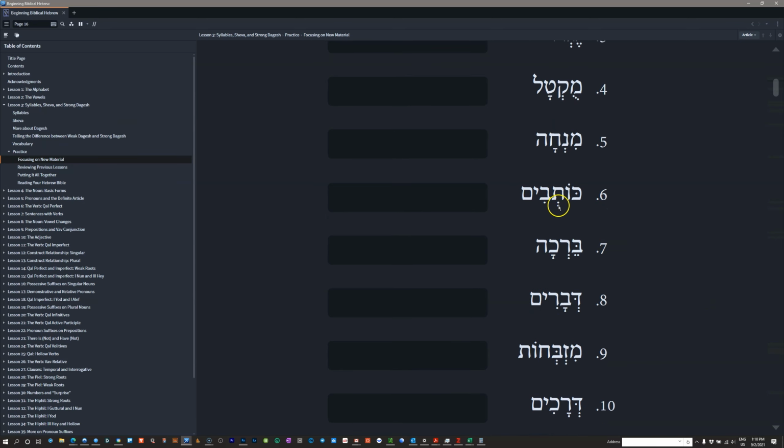Looking at number 6, we've got a Sheva. Is it preceded by a short vowel? Well, it's preceded by Holam Vav. Is Holam Vav short? No. Holam Vav is long, and so this is going to be a vocal Sheva. Ko-tivim.